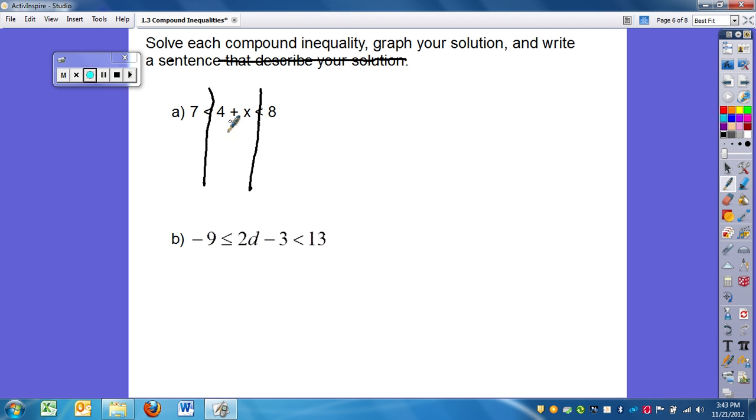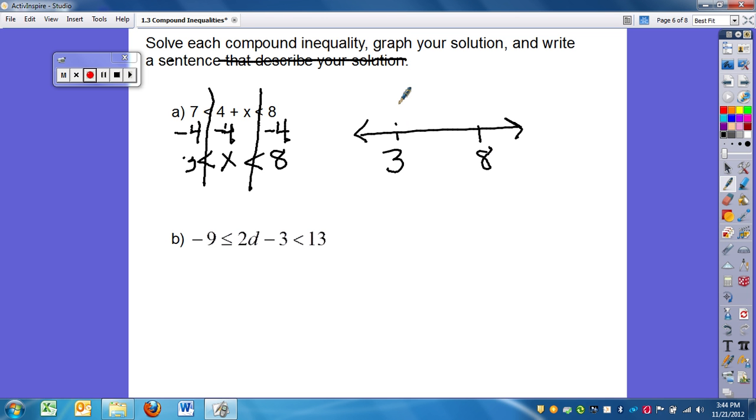So I have a positive 4, so I'm going to do the opposite of that, which is a negative 4. And so I'm going to do 7 minus 4, but I also have to do 8 minus 4. Again, you have 3 parts to balance it out. So I have 3 is less than x, which is less than 8. So when graphing my number line, I have 3, I have 8, both have open circles, and then x is in between.